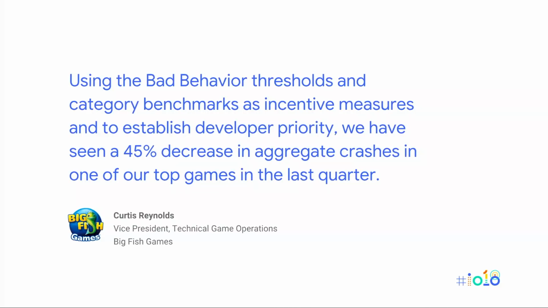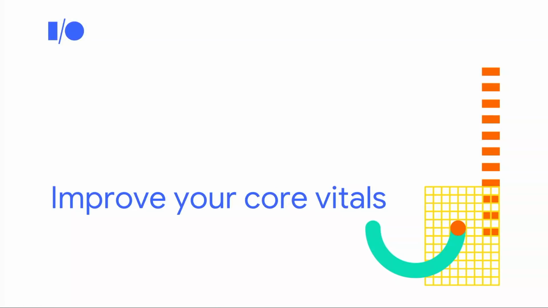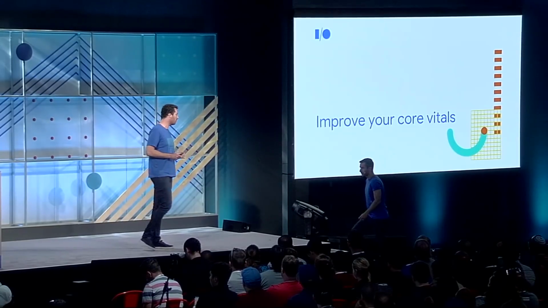The Big Fish Games team that have built many games that have reached over 10 million installs have found great results with using these tools by being an early access partner for these features over the past couple of months. And they've reduced their crash rate by 45% for one of their top games. I'm now going to hand over to Wojtek to talk about how you can debug and improve your specific core vitals issues.